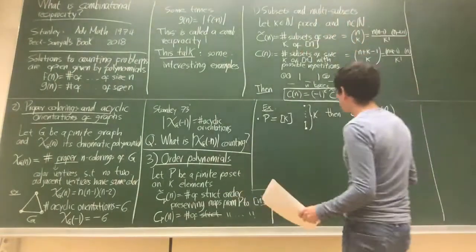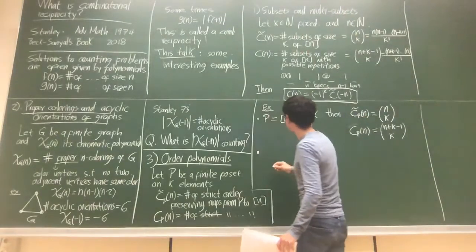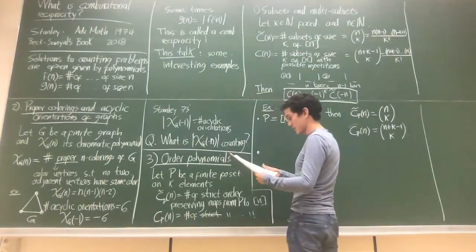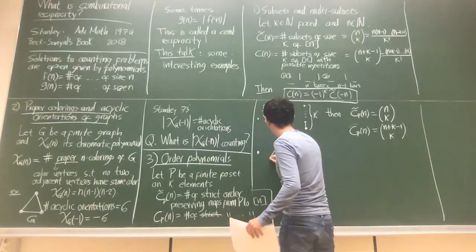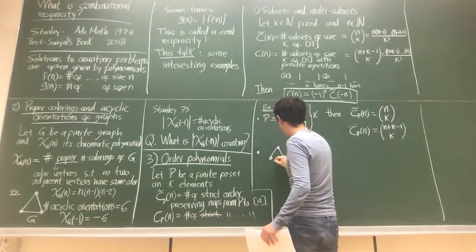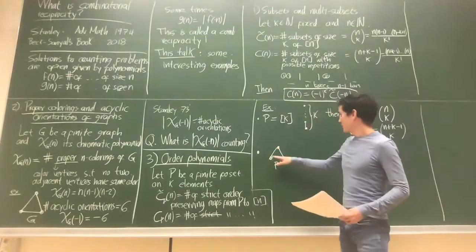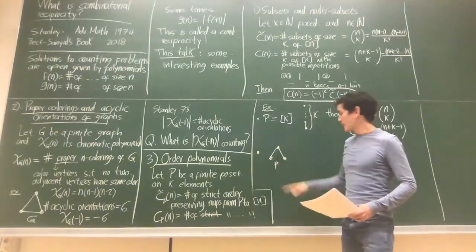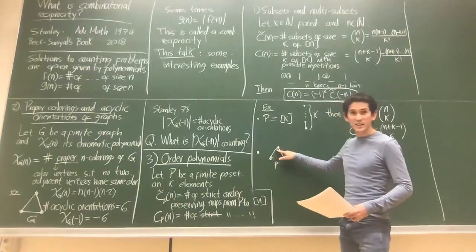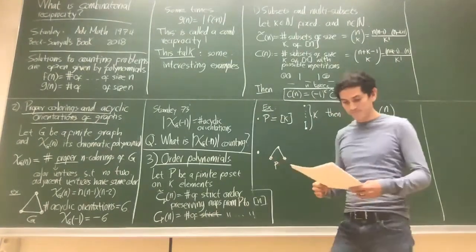So let me do another example. So let's say P is, let me take, for example, this P. So this poset has 3 elements. And this one is less than this, and this one is less than this, and these are incomparable. Okay?